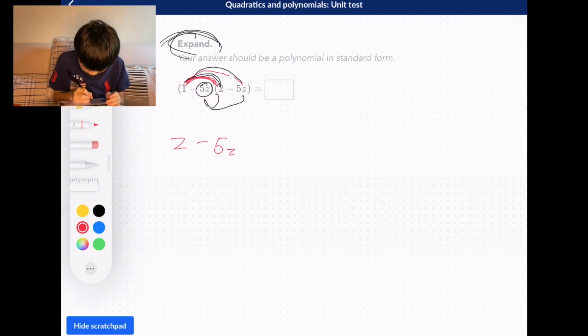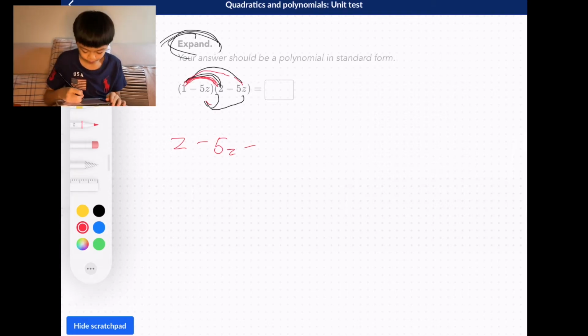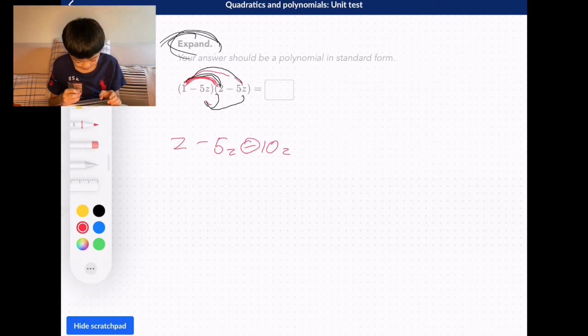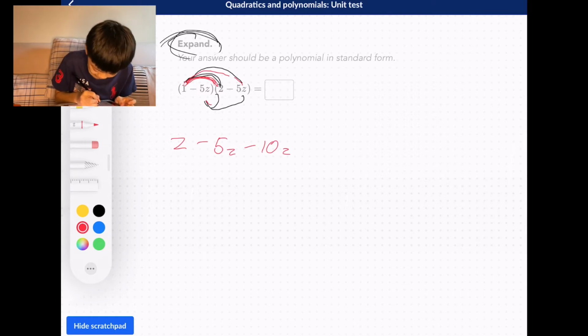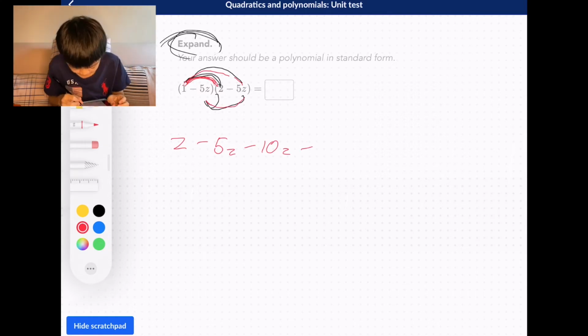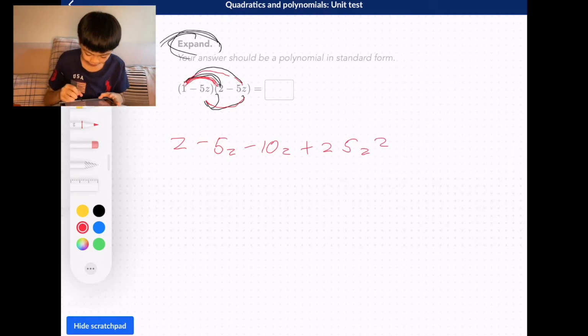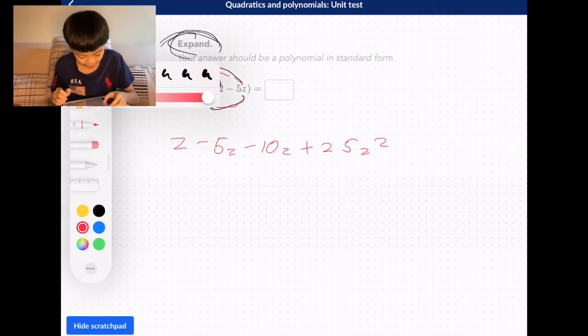And later we go over to this numeral over here, so let me erase some stuff so it's clear for you. Minus 5z times 2 equals minus 10z. So you have to put in the minus on this side. So then once you get minus 10z, you're going to have to multiply minus 5z with minus 5z, which is plus 25z squared.